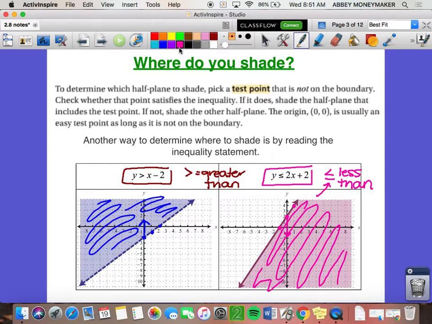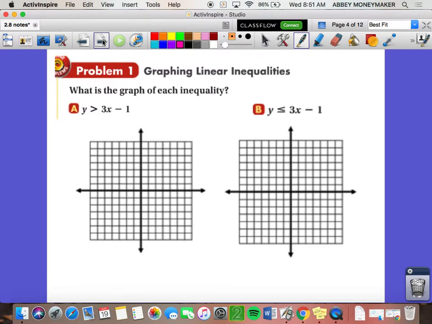We believe that makes the most sense as opposed to using a test point, but if you want to read the top part and learn about a test point, you're more than welcome to. However, we just feel that it's best if you just read the inequality statement. If you have a question, again, make sure to write it down in your notes so you can ask during office hours. However, we're going to go ahead and get started practicing with problem number 1.